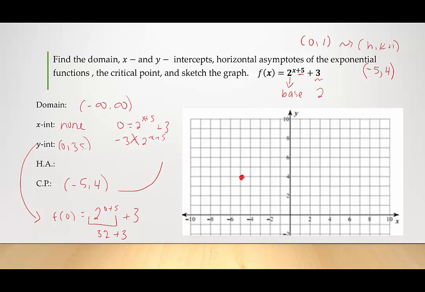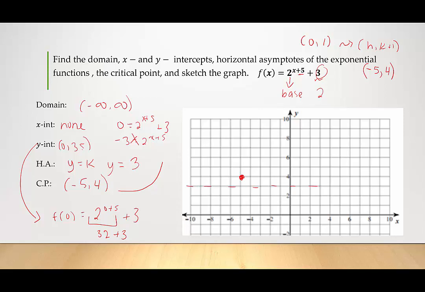The horizontal asymptote. So how do we find the horizontal asymptote? That's a horizontal line, so that's y equals, and what does y equal? Y actually equals k. So we do get to use this without having to add 1. So our horizontal asymptote will be y equals 3. We can go ahead and draw that in.